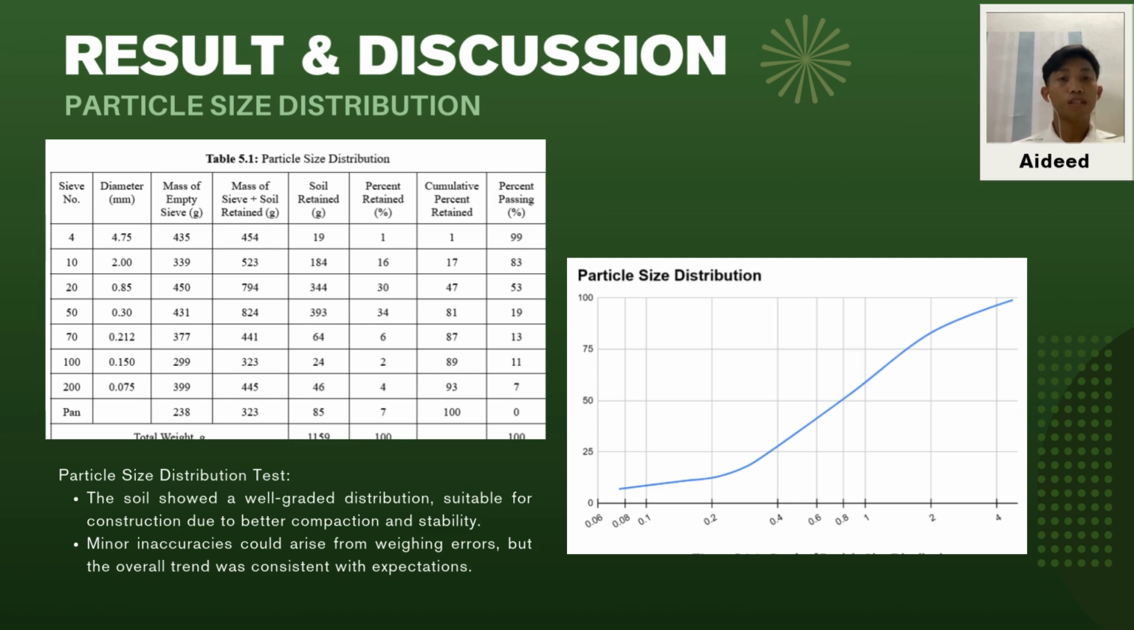First of all, we did the test for particle size distribution for our soil. From the table and graph, the soil showed a well-graded distribution. It is suitable for construction due to better compaction and stability. Next, minor inaccuracy could arise from weighing errors, but the overall trend was consistent with expectation.